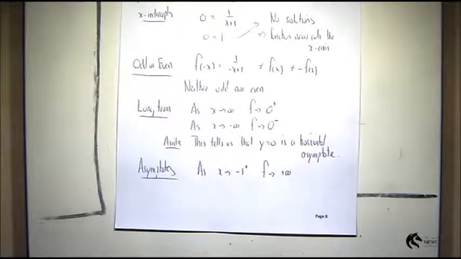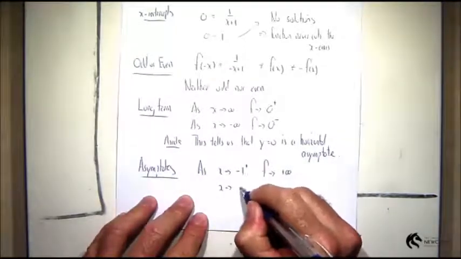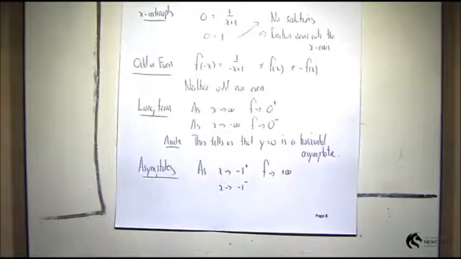What happens on the left-hand side? It could be the same or it could be something different. So let's go towards minus 1 from the left-hand side. So I'm coming in here this way. I'm choosing values of x. I'm getting closer towards minus 1. So, for example, if I put x equal to minus 2. Minus 2 plus 1 is minus 1. 1 over minus 1 is minus 1. So that would be there.